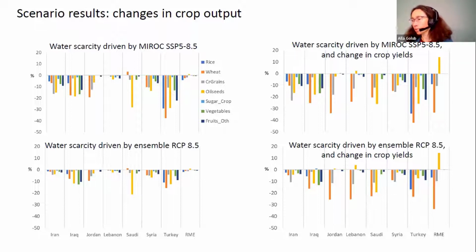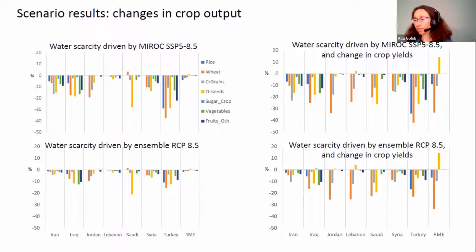So reduction in water supply under Marek climate projections is larger. For this reason, overall, reduction in crop outputs is larger in the top 2 figures. Under Marek projections, reduction in crop outputs due to reduced water supply is largest in Turkey.